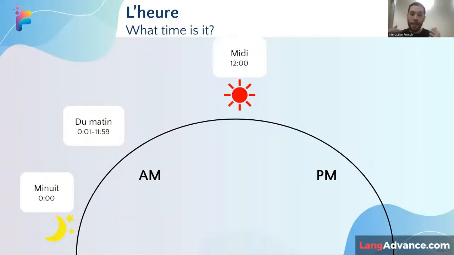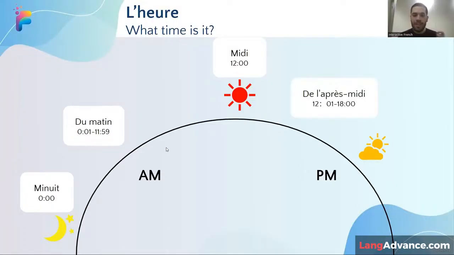We also have midi for noon. So midi is similar to minuit. You don't need to put heure afterwards. You would just say midi. You can also say 12 heures if you want. You have the flexibility too, if you will. But you can also say midi for noon, for midday.